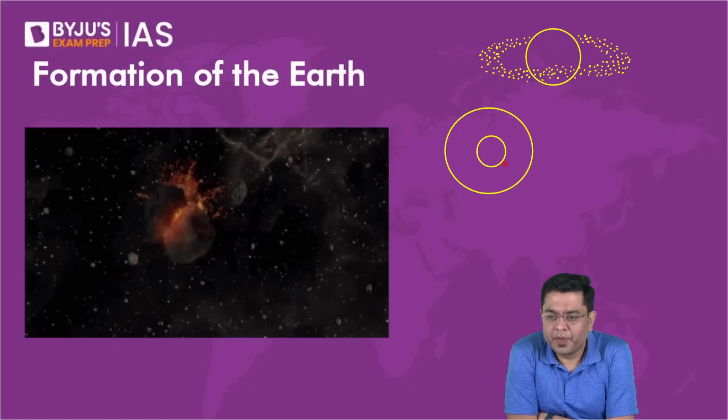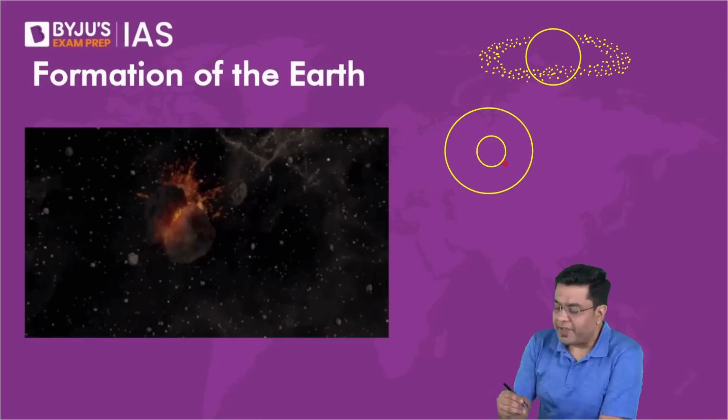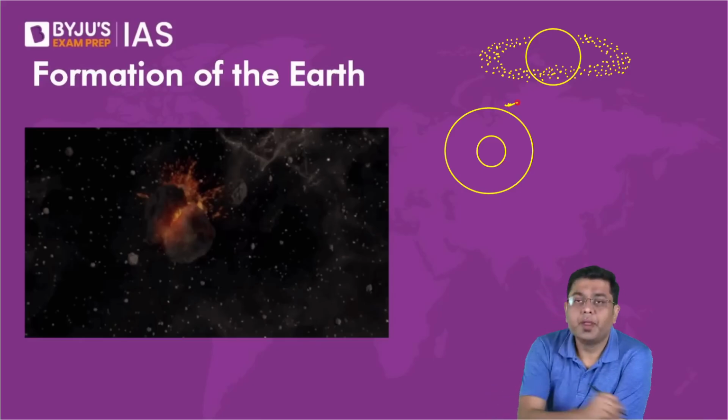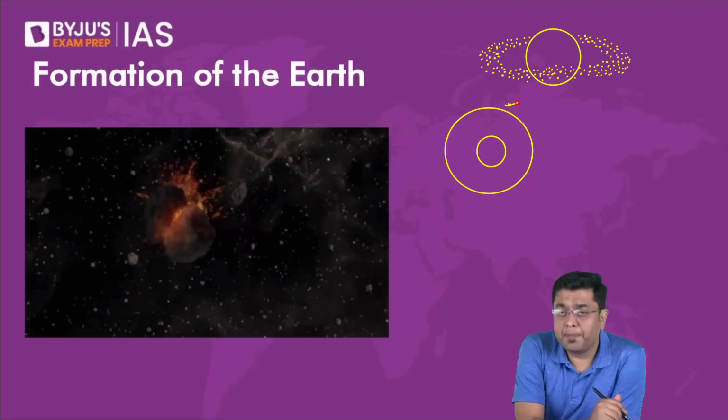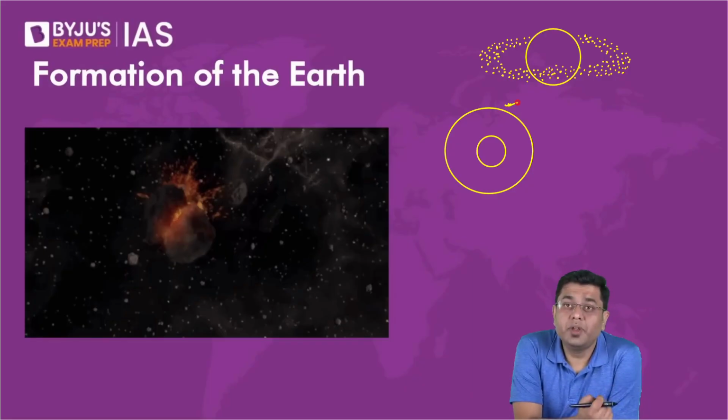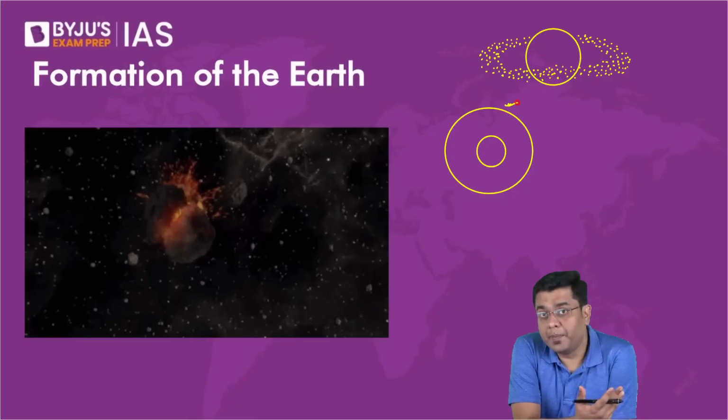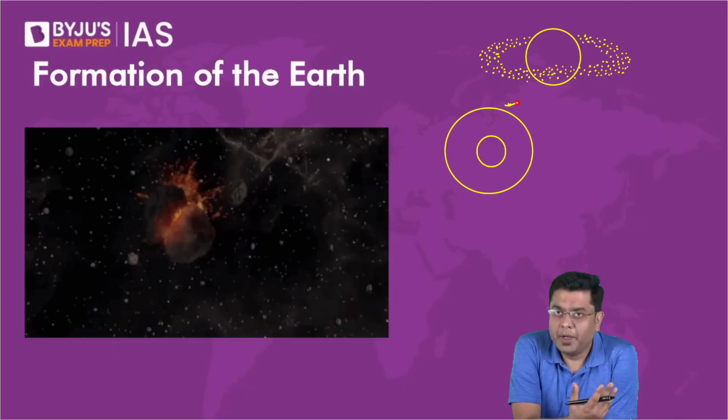Correct. From the surface. It is the surface which started to cool down. Obviously, by this point of time, the lighter materials, which were the lighter materials? Silicates, alumina, right? But by silica, we don't mean silicon. Silica is an oxide of silicon. So silicates, alumina, all of these started coming to the top and they started solidifying.